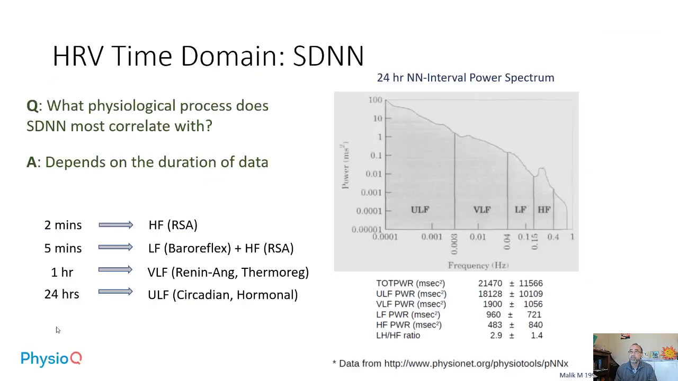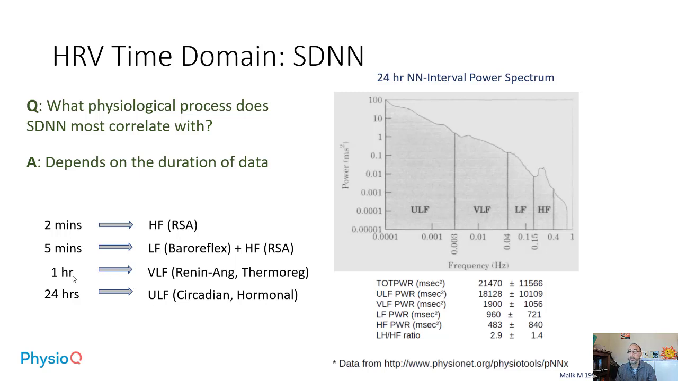So what physiological process does the 2-hour SDNN correlate with? And this is a slide that I included in part 1 of my series. And it answers the question, what physiological process does SDNN most correlate with? And it really depends on the duration of the data. And the reason for that is that heart rate variability is distributed largely in the lower frequencies when it comes to power spectrum. So the longer the data that you collect, the more it's going to be predominated by the lower frequencies. So 2 minutes associate with high frequency, 5 minutes with low frequency and high frequencies, 1 hour is very low frequency, and 24 hours is ultra low frequencies.